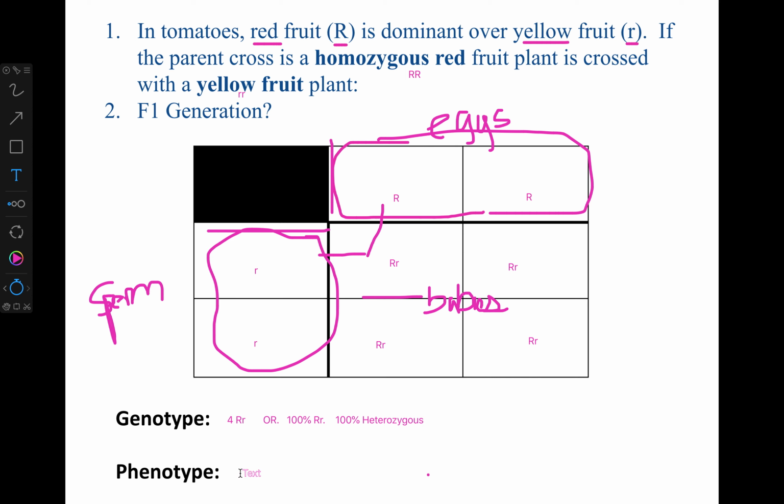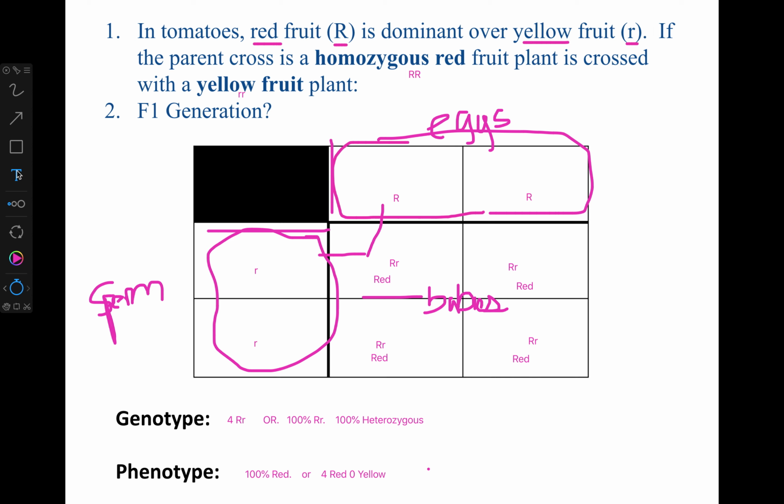And what that looks like with phenotypes, remember what is going to be our phenotype for our heterozygous? It's going to be red because it is that dominant trait that overrides the recessive, right? So we are going to have 100% red, or 4 red, 0 yellow. Okay, so that was a pretty easy genotype-phenotype ratio.